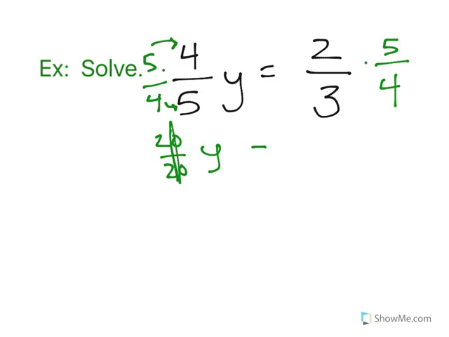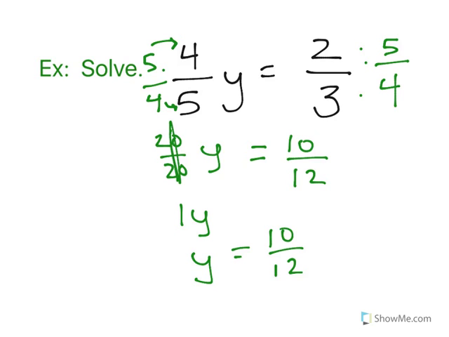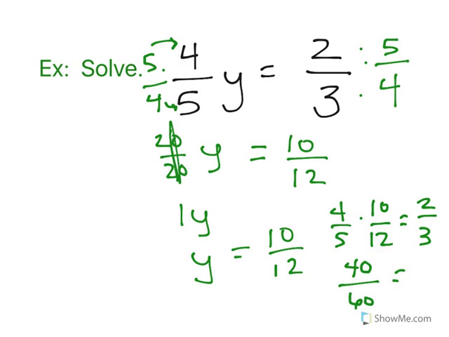So we're going to get 1y is going to equal 2 times 5 is 10, 3 times 4 is 12. So my answer is 1y, or just y, is going to equal 10/12. Again, let's go back and check. So does 4/5 times 10/12 equal 2/3? Let's see, 4 times 10 is 40, 5 times 12 is 60. Does that equal 2/3? Well, I know I can cross off my zeros. And does 4/6 equal 2/3?